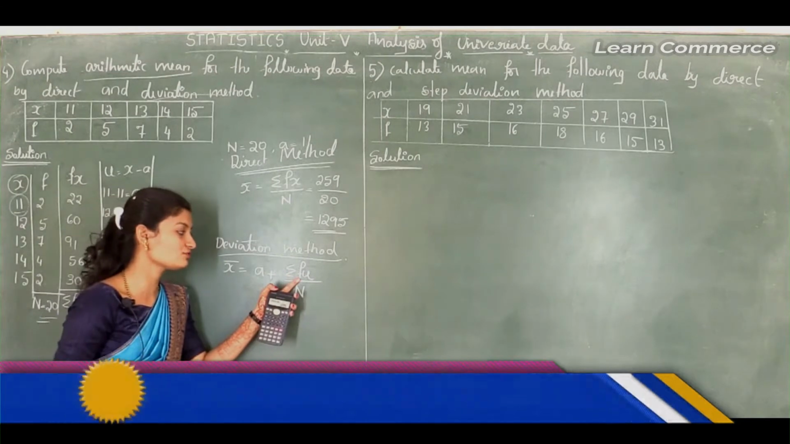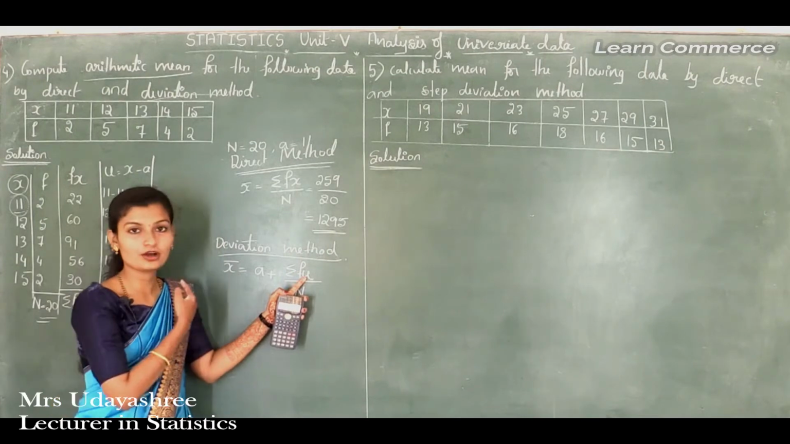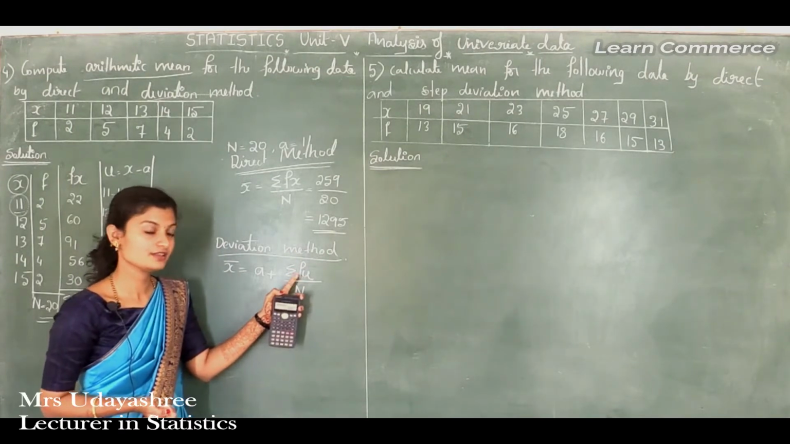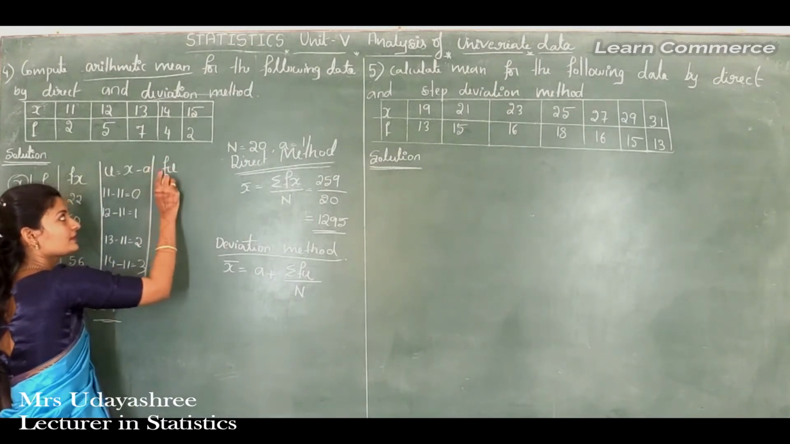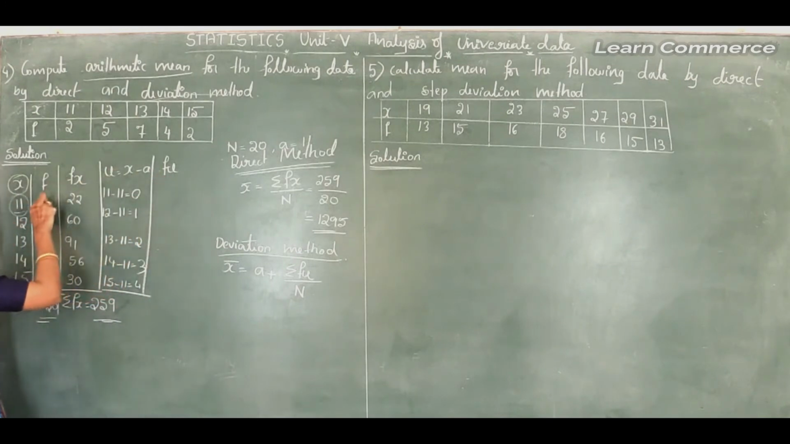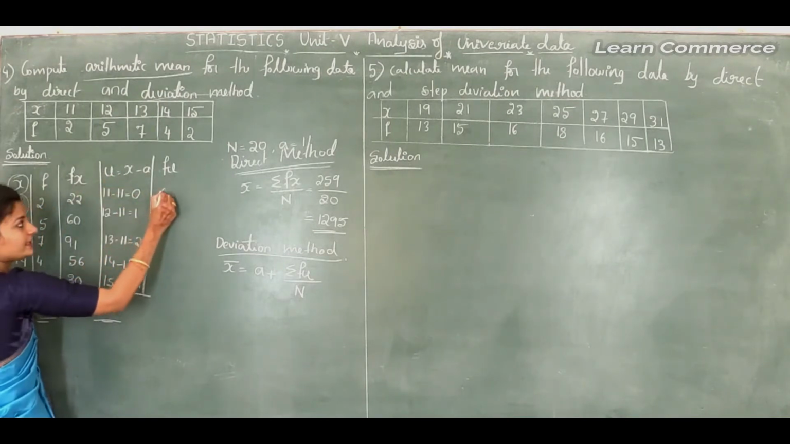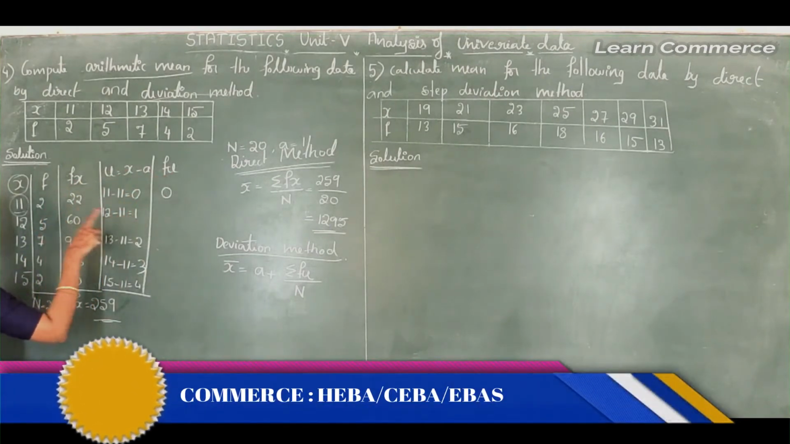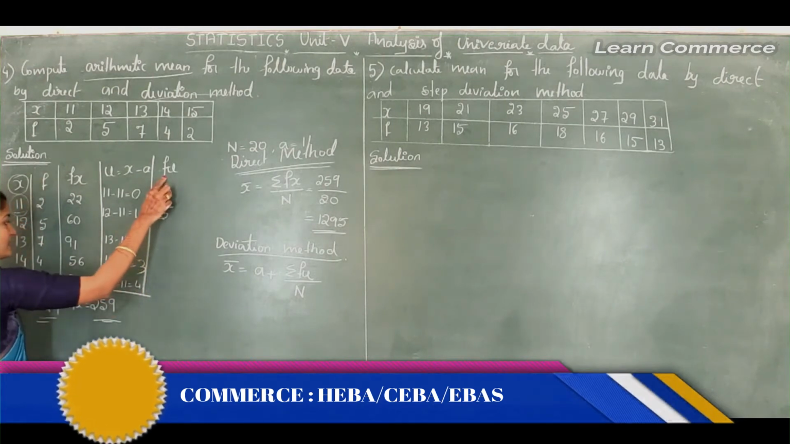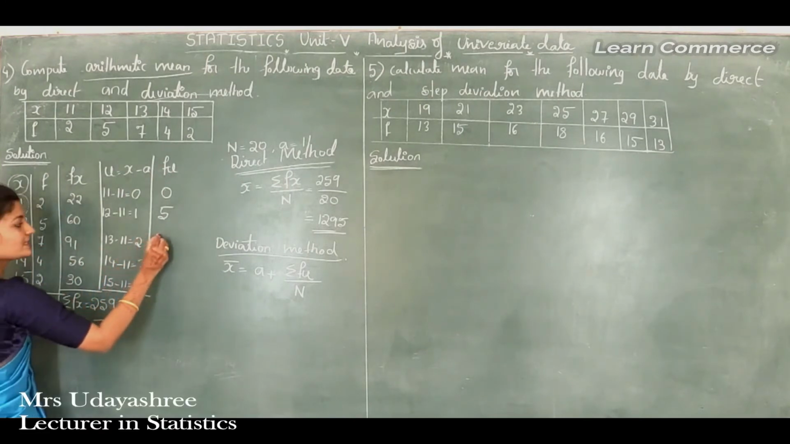Next see the formula. Based on the formula, we need the sum of f into u. Now we got u observations and f observations, so next we need to do f into u. How to do f into u? The first observation of f is 2 and the first observation of u is 0. So 2 into 0 is 0. Next f observation is 5 and u observation is 1, so 5 into 1 is 5. Next f observation is 7 and u observation is 2, so 7 into 2 is 14.